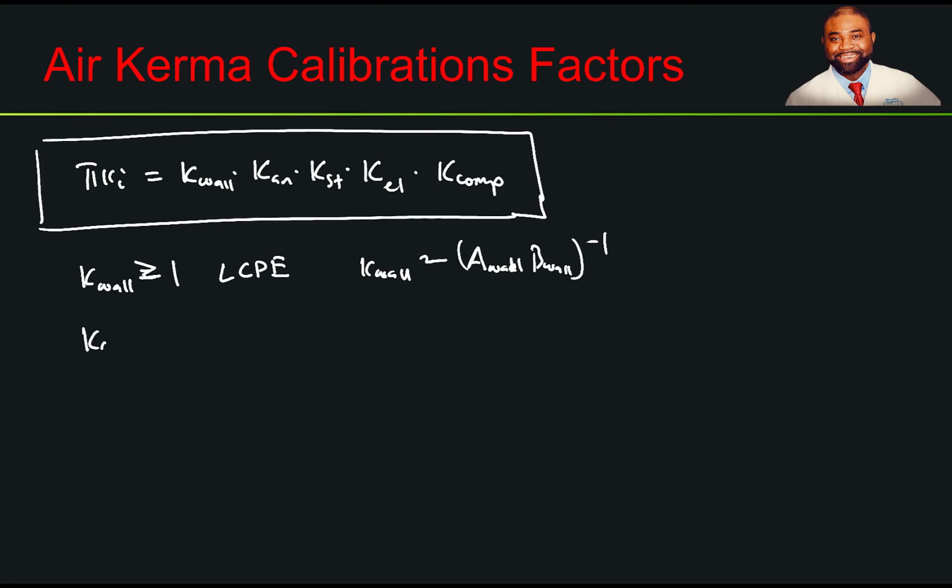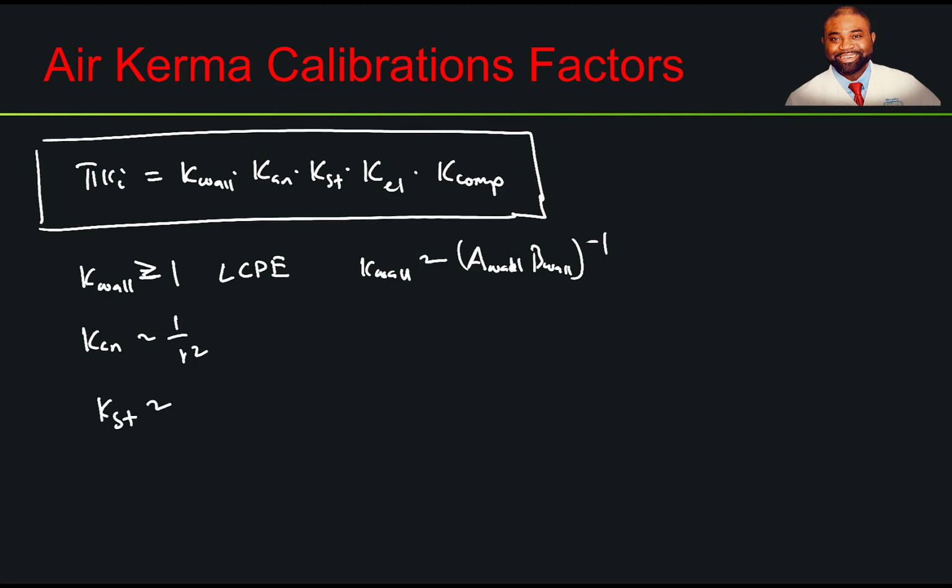K-n really accounts for the inverse square law in photon beams. And for spherical chambers, K-n is approximately equal to 1. But for Farmer-like chambers that are cylindrical in nature, K-n is actually greater than 1. It often lies between 1.001 and 1.003.